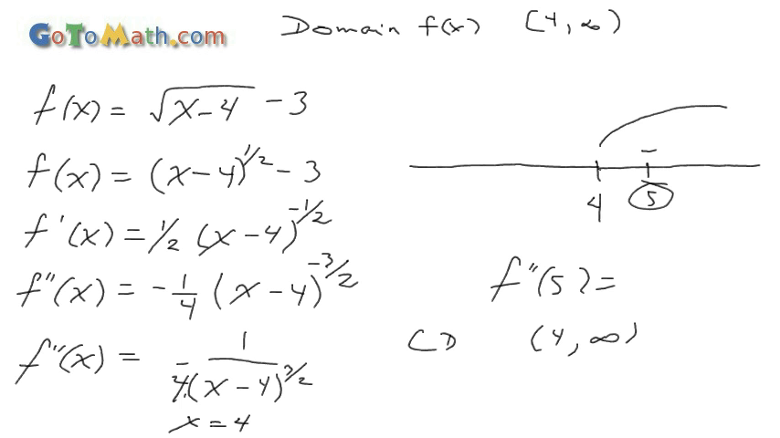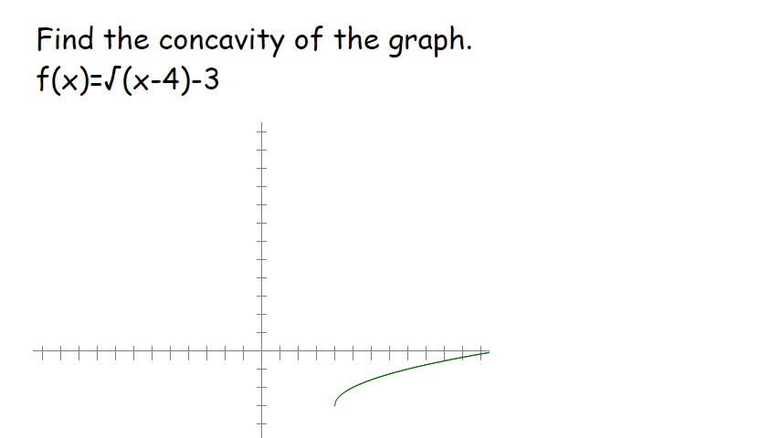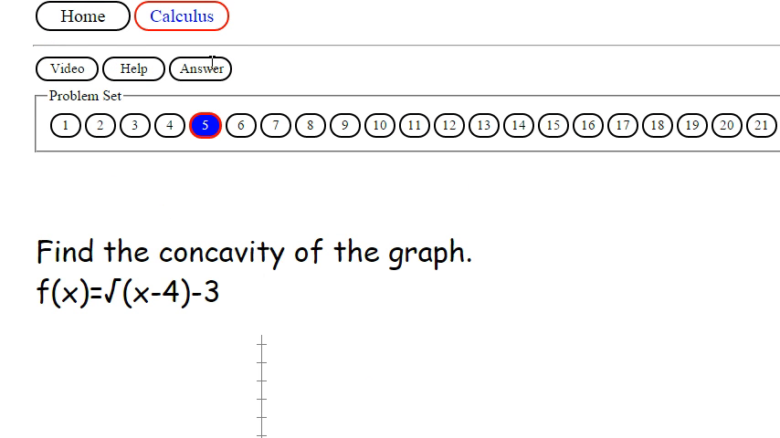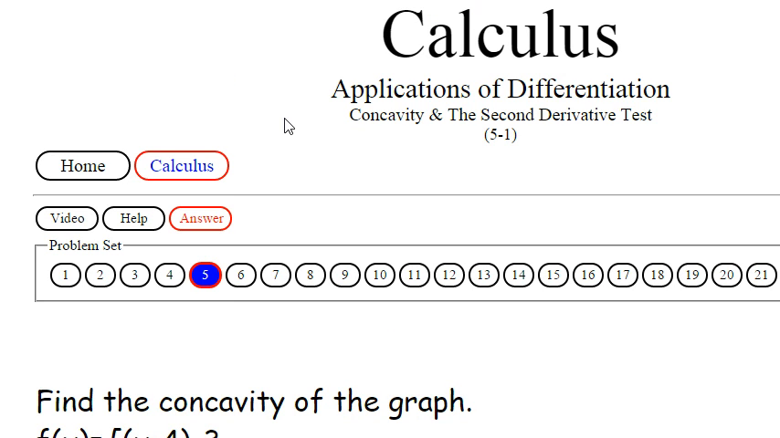So let's move over to the web page, web app, whatever you want to call it. So 4 to infinity, it's concave down. Of course, we could see that by just looking at the graph.